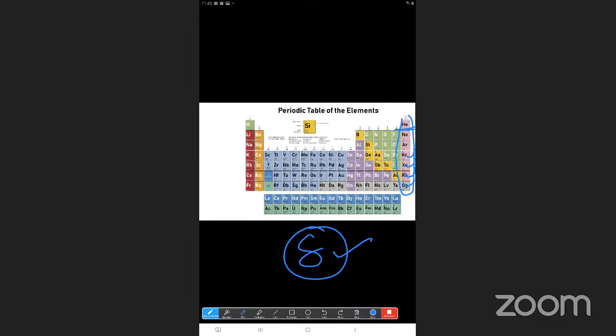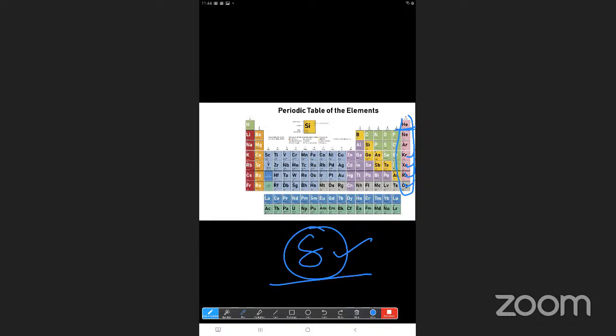So they are stable, and these elements do not take part in any chemical reaction. All these elements, neon, argon, krypton, xenon, radon, and oganesson, do not take part in any chemical reaction due to their stable electrons in the valency shell. These elements will not share electrons, will not gain electrons, and will not lose electrons, because they already have enough electrons in the valency shell.